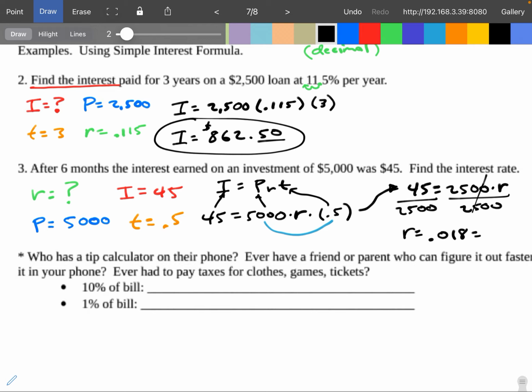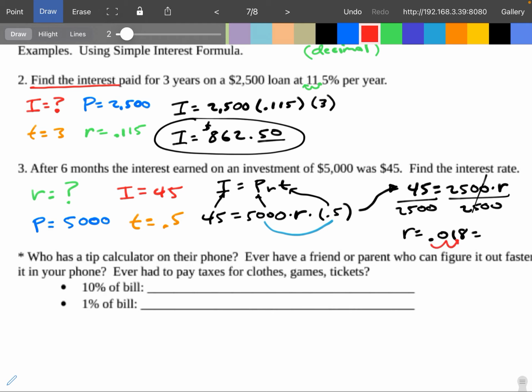But again, that's a decimal. We want it as a percent. So what would that be? We've been changing from the percent to the decimal. Now we got to go back from the decimal to the percent. 1.8%. Yeah, good.